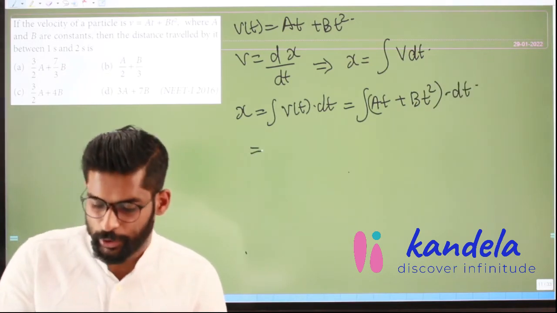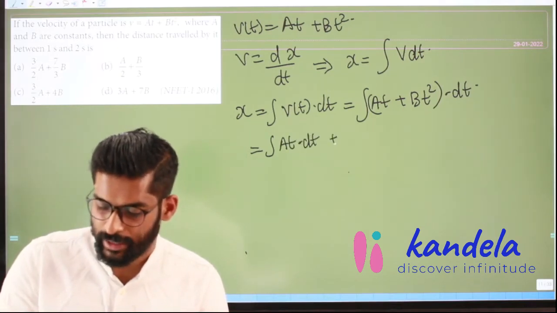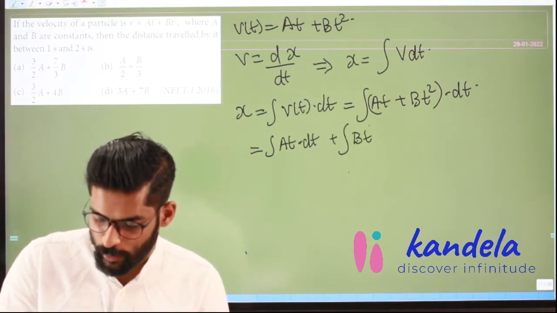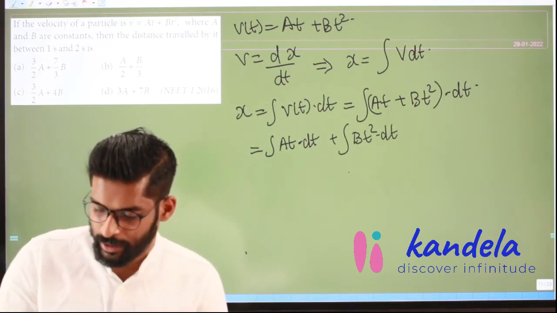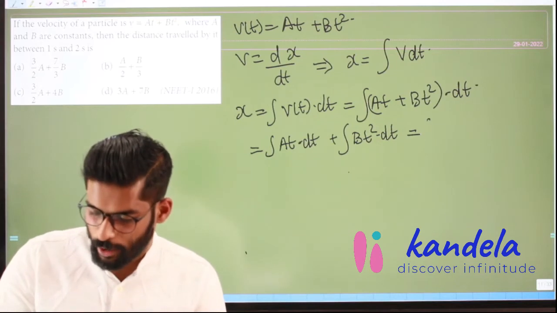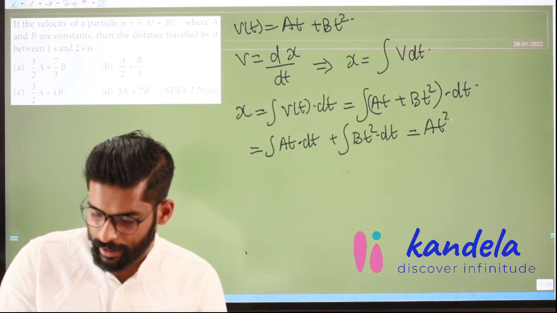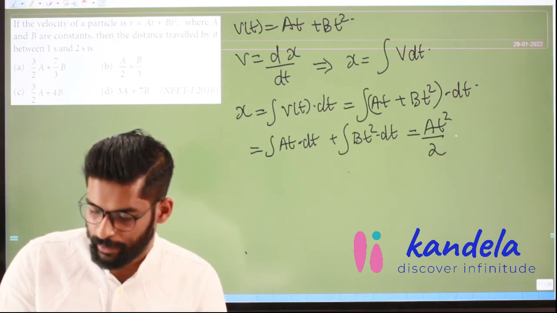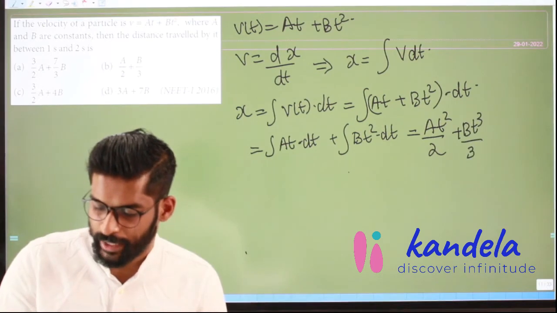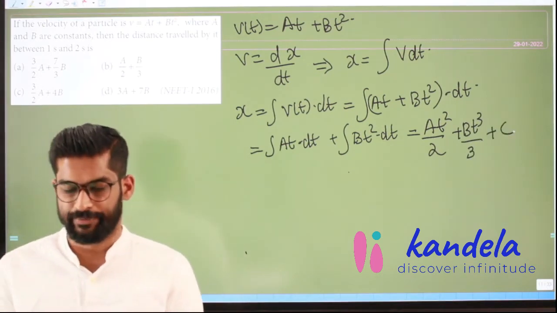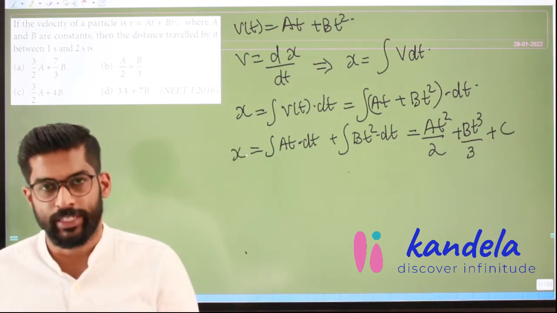This I can split into two parts. So this will be the integral of at dt plus the integral of bt square dt. I hope everyone knows the basics of integration. So this will be a t square divided by 2 plus b t cube divided by 3 plus the constant of integration c. That's it. Now we know the position with respect to time.